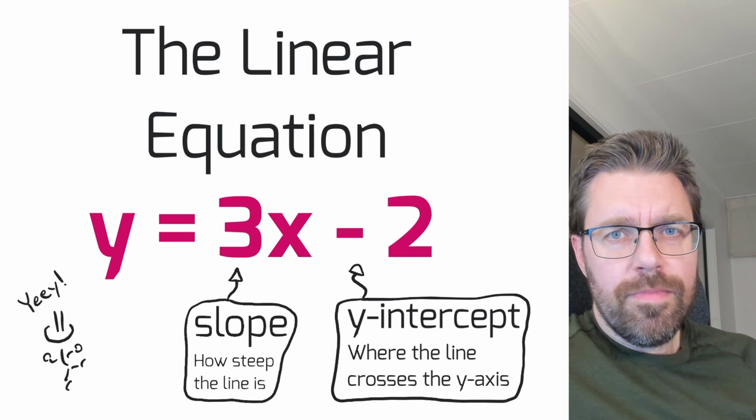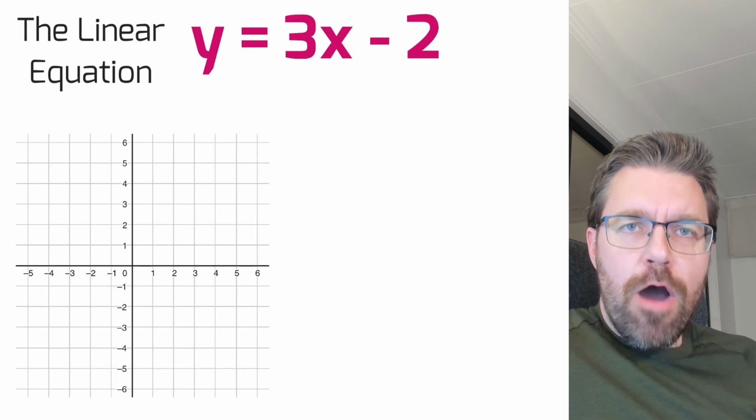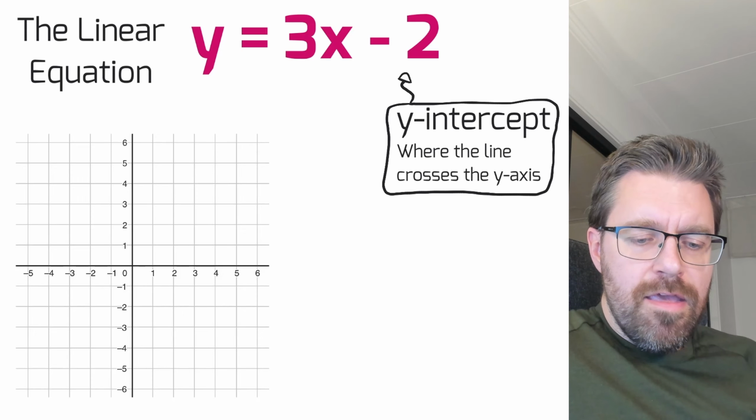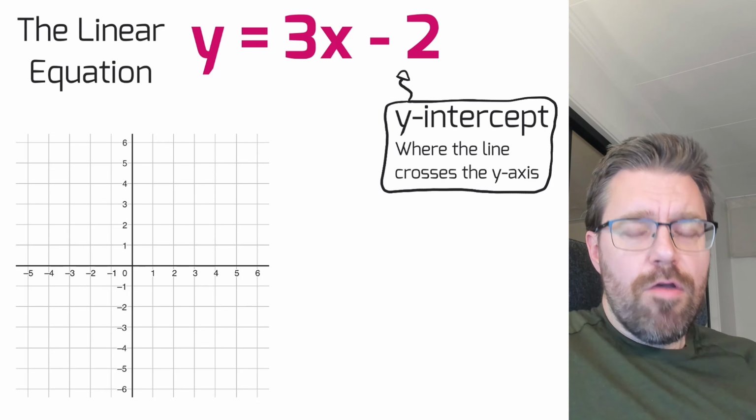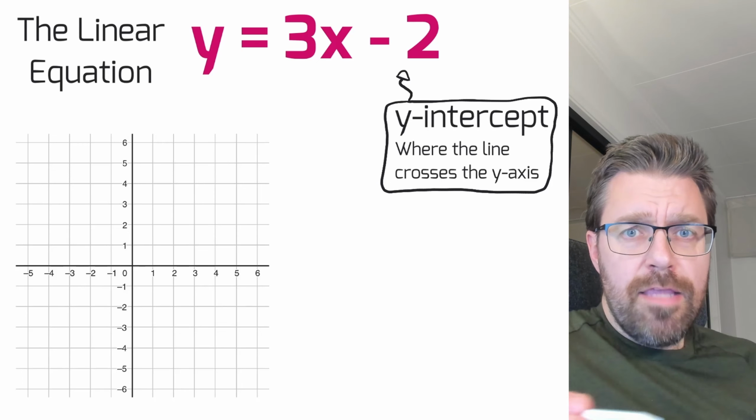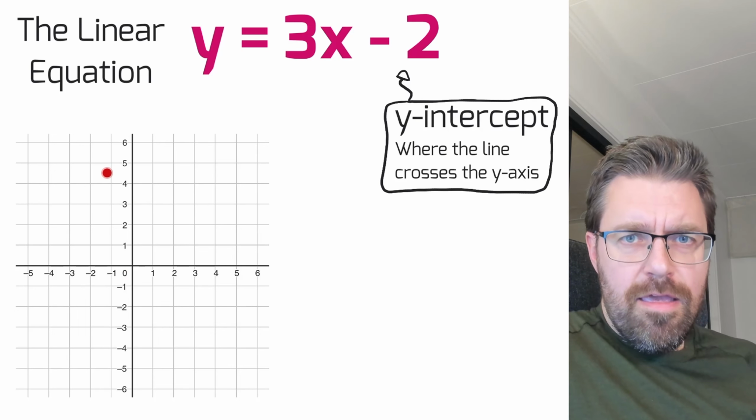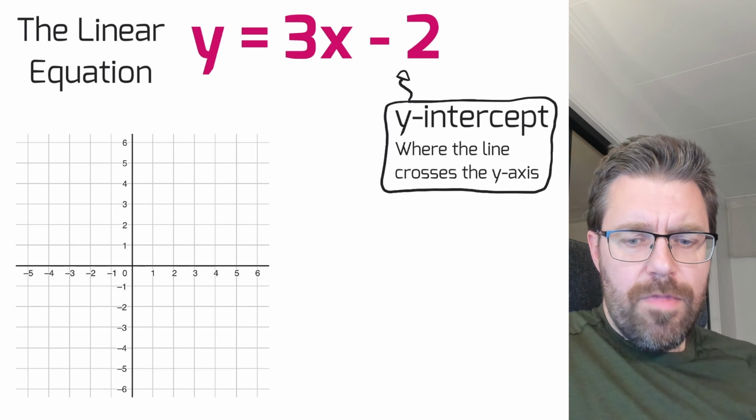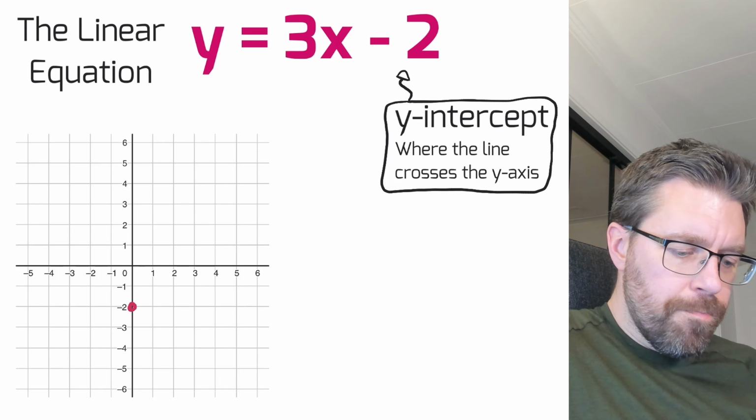The first thing that I always look at in a linear equation is the y-intercept. This is the constant that does not have x with it, so -2. It tells me that the line is crossing the y-axis at -2. So I start by drawing this point right here.